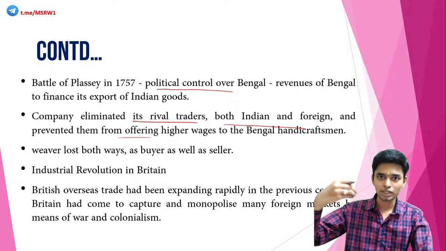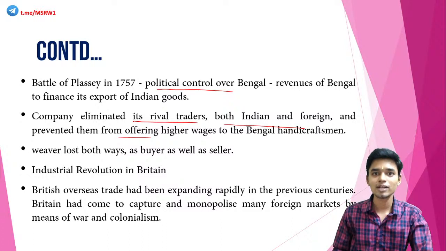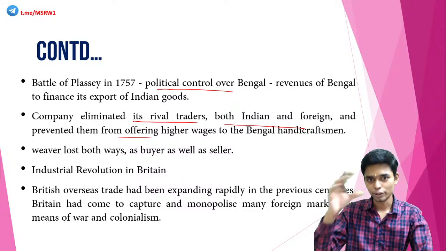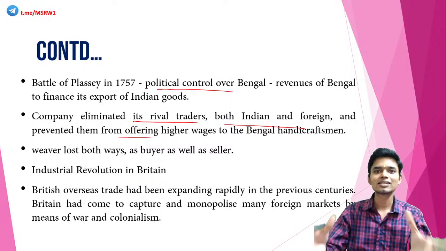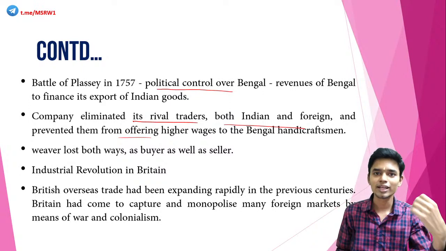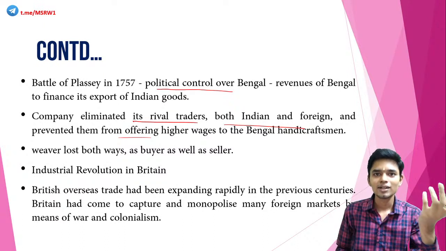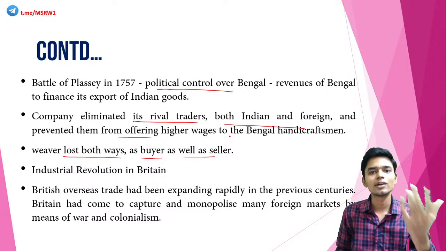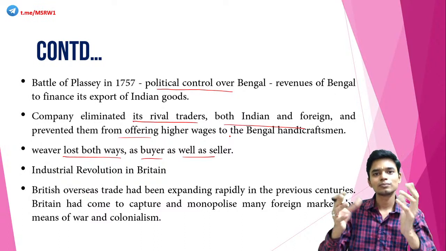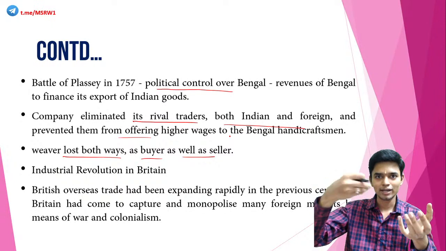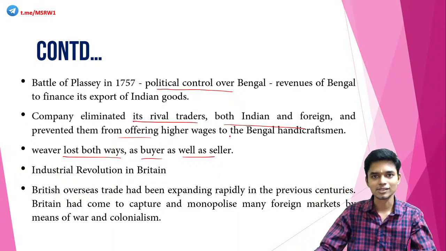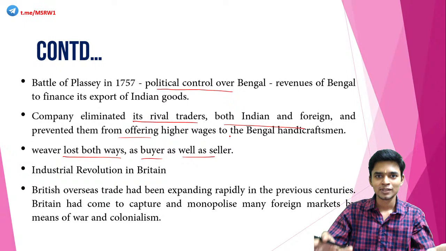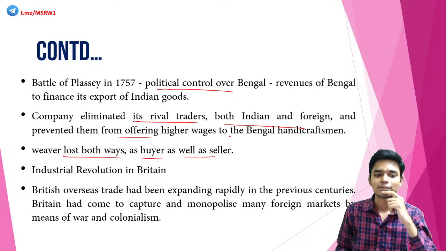Similarly, the British company started to give money in advance to these craftsmen on the condition that they will use this money to produce products for the company and no one else. Clear? So they started to change the system of economy in India to suit their own methods. What happened is very simple. The weavers lost both their ways, as buyers as well as sellers. So the weavers cannot sell their product to anyone else. They have to sell to Britain. Similarly, they have to make do with whatever money the British give them. They cannot ask for a higher rate or anything. They have to be content with whatever the British give them, and they have to give the product only to the British. Clear? So the Indian handicraft industry started to suffer.